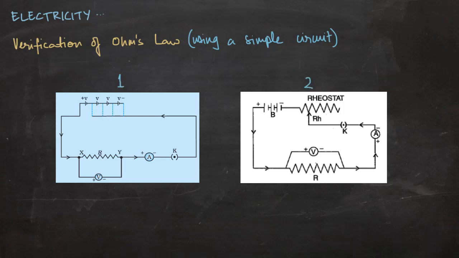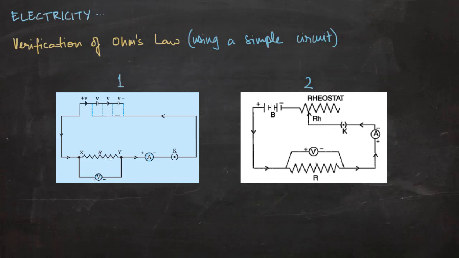In circuit 1, we observe that there are a bunch of cells, a resistance R, a voltmeter V, an ammeter A and a plug key K. Whereas in our circuit 2, we have a battery, a resistance R, a voltmeter V, an ammeter A, a plug key K and a rheostat.